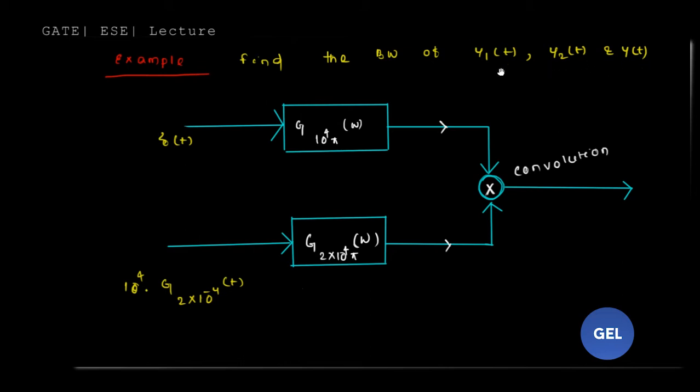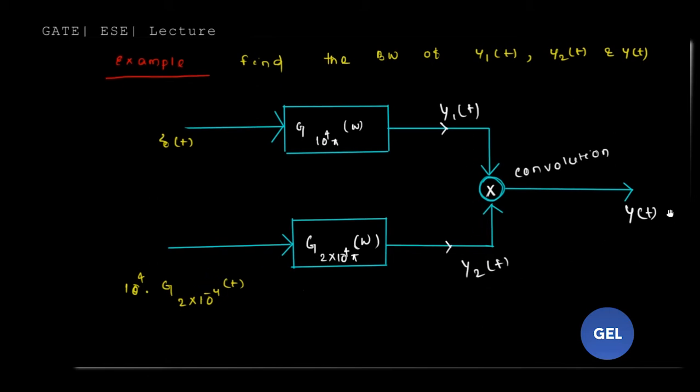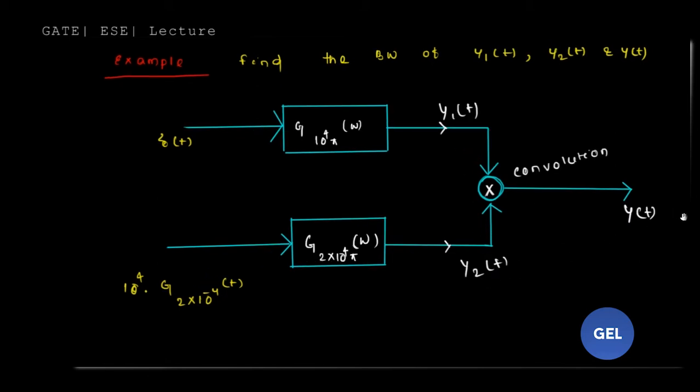Sir, where are y1, y2, y? y1(t) is here. I forgot to write it down, really sorry. y1(t), y2(t) and y(t) are here. These are the outputs of the subsequent systems, and this is the transfer function of the system. This is the transfer function of the system. So these are the transfer functions.